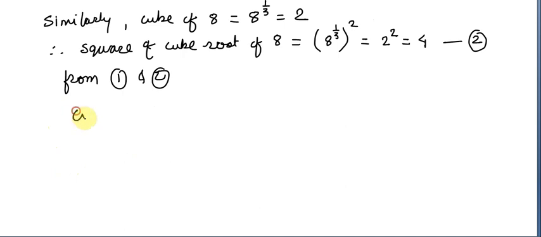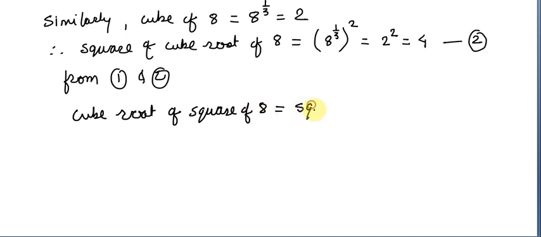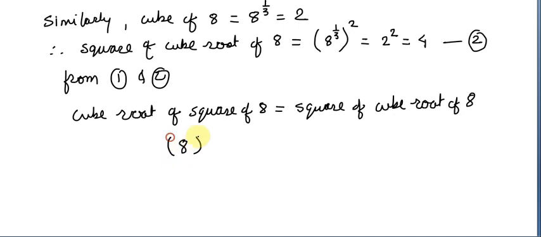So from 1 and 2 we can say that cube root of square of 8 equals square of cube root of 8. Using indices, how we can write it: cube root of square of 8 is equal to square of cube root of 8.